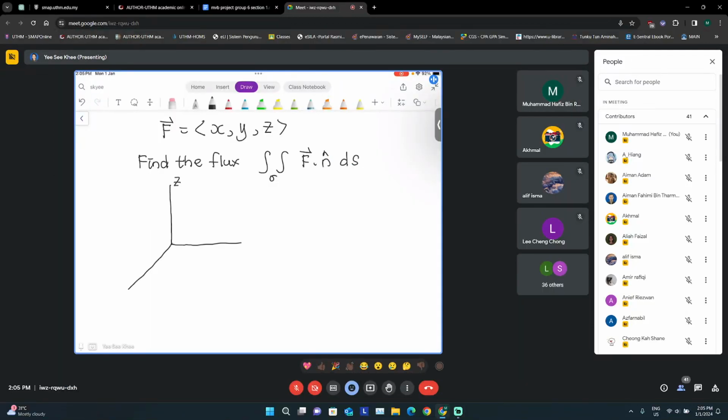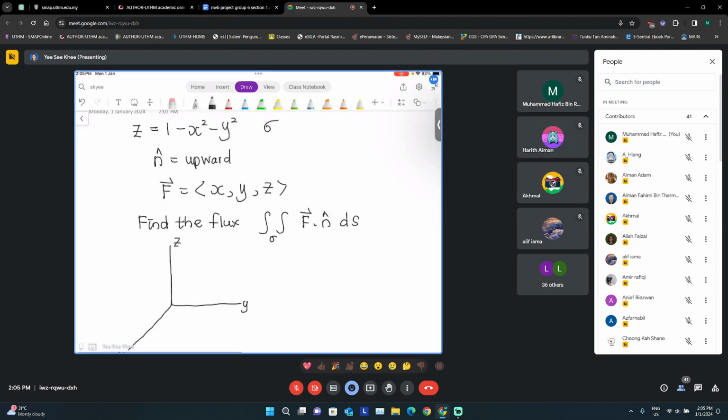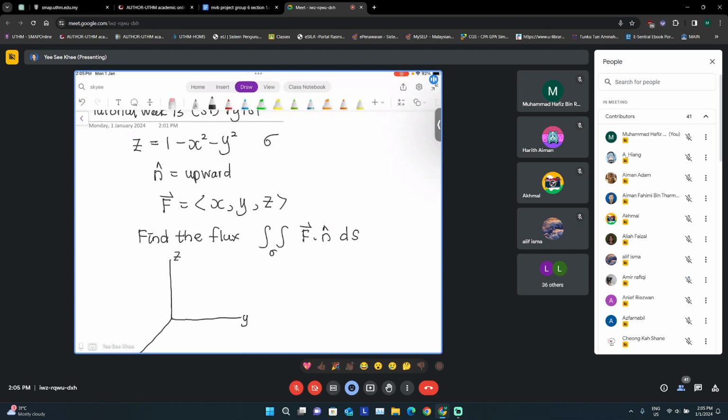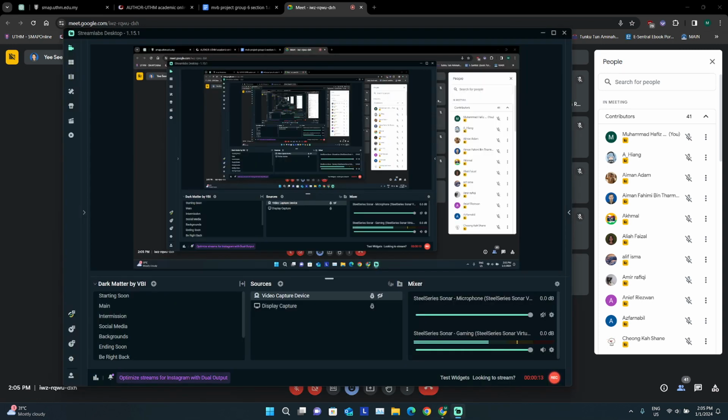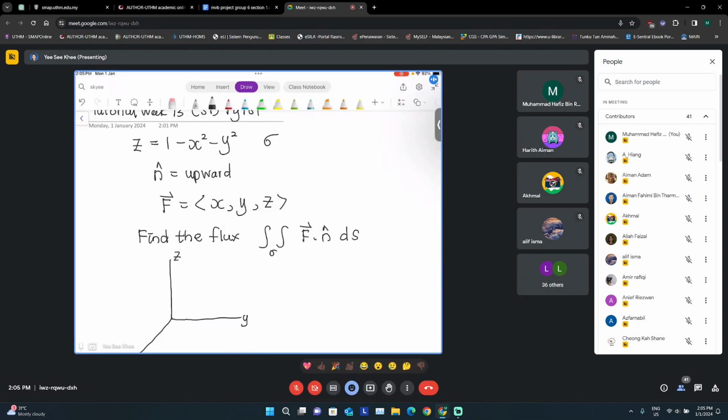So this is Z, this is Y, and this is X. Cartesian. Yeah? What shape is this? Sphere, cone, paraboloid, cylinder. Okay, what shape is this? Cylinder. Cylinder. Para- The answer is paraboloid, it's not cylinder.